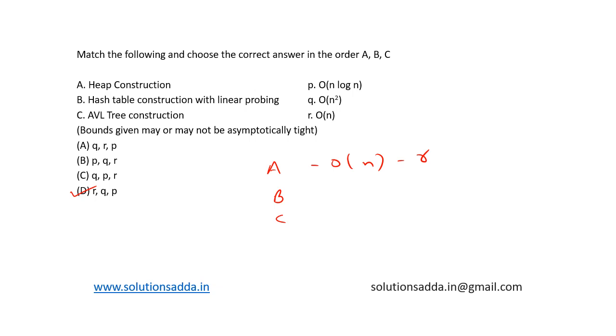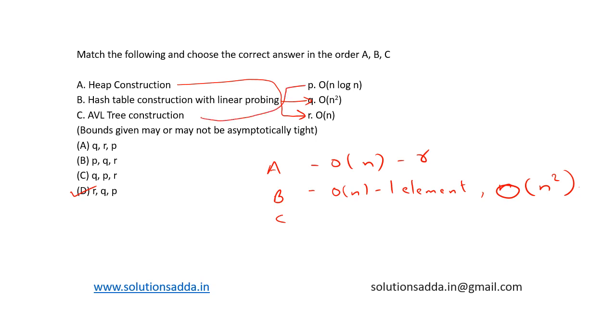Option B, hash table construction with linear probing. And the option is Q, order of n square. Yes. In worst case for an element, we have to traverse the entire list to put the element in an empty slot. So it would take order of n for one element. So for n such elements, it would take order of n square. So the mapping would be heap would be constructed in this manner. B would be order of n square, and AVL tree construction would obviously be order of n log n.